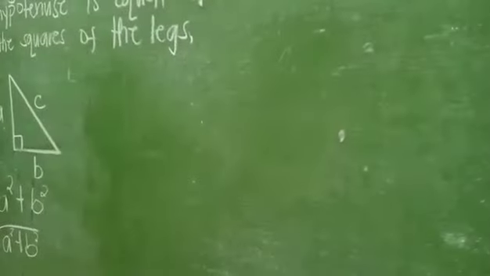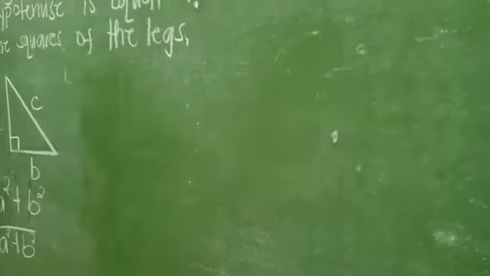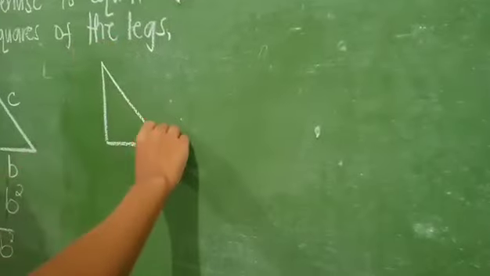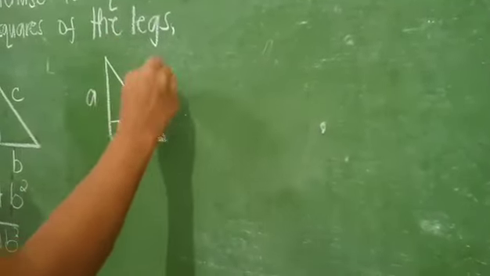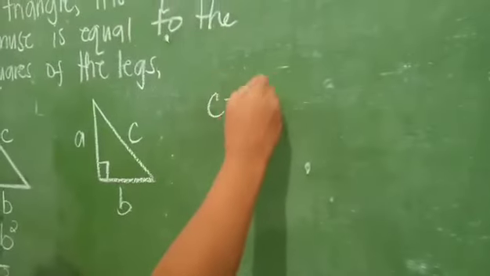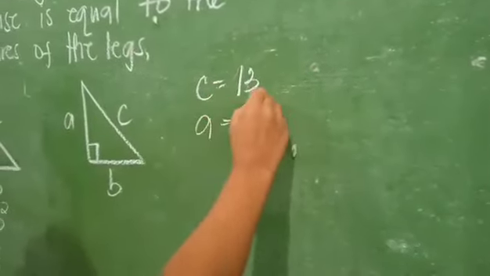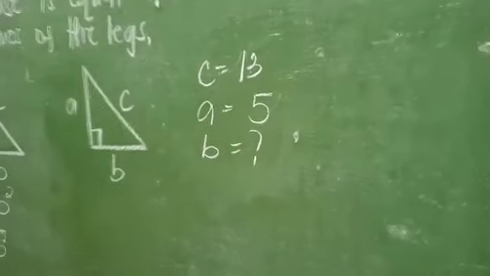Now let's try another example, but right now, the missing side is one of the legs. So in a right triangle, this is A, B, and then C. C is equal to 13 units. And A is equal to 5. Now let's try to find B.